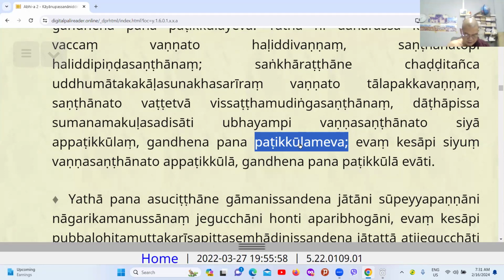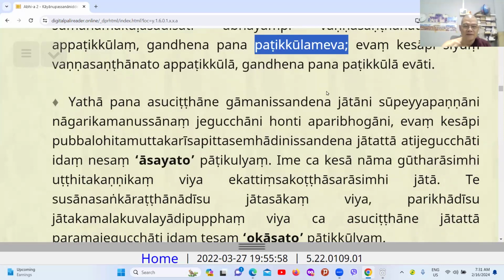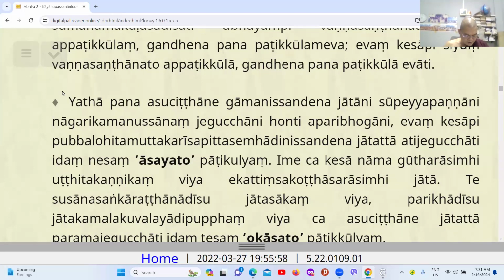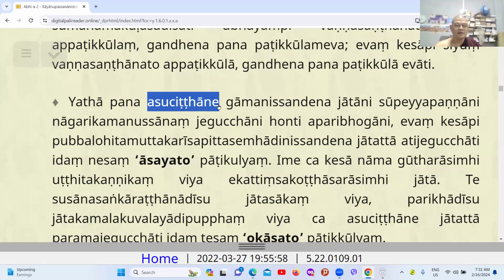So, yatapana. Let's read only the kesa here. Let me read only kesa. How did the commentator explain this kesa? That's all. So, yatasu asuchitane. Asuchitana, a toilet. Asuchi means the place of unpleasant things, which means the toilet.